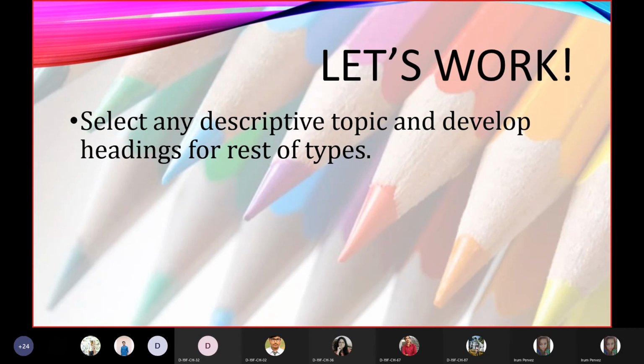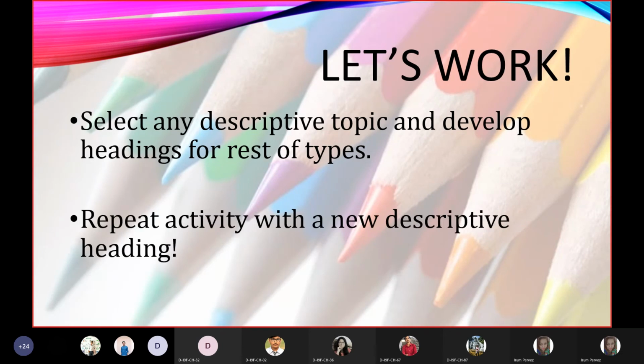Please write all your responses into one single message. All right, this says repeat the activity with a new descriptive heading. Now choose another descriptive heading and then in the same way I have explained. This time there shouldn't be any mistake, right?